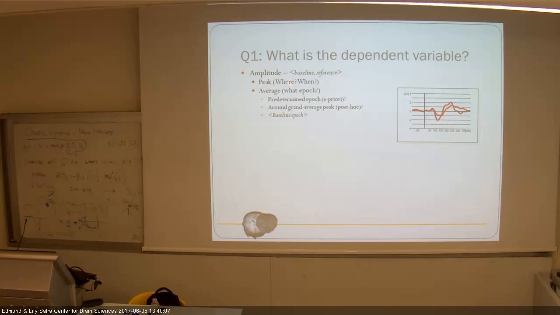Then the question is, amplitude of what? Am I going to measure the peak of this and the peak of this? Am I going to average some window of time around some peak or around some a priori determined time? All of these are options that people use, but they have to be determined, and better determined a priori.